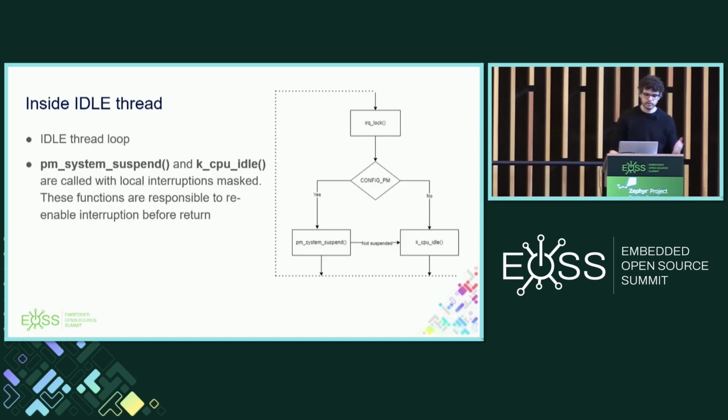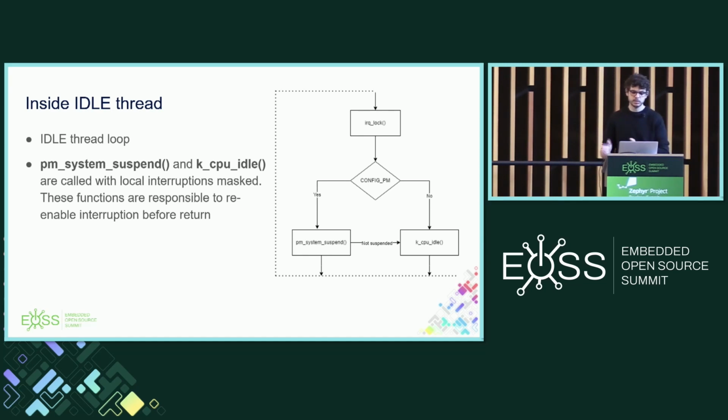So here we have a high-level diagram of the idle thread. It's basically a continuous loop that in every iteration locks IRQs to avoid being preempted during the power management sequence. Then if the target does not support power management, the idle thread just restores interruptions and puts the CPU idle, waiting for some event to happen.